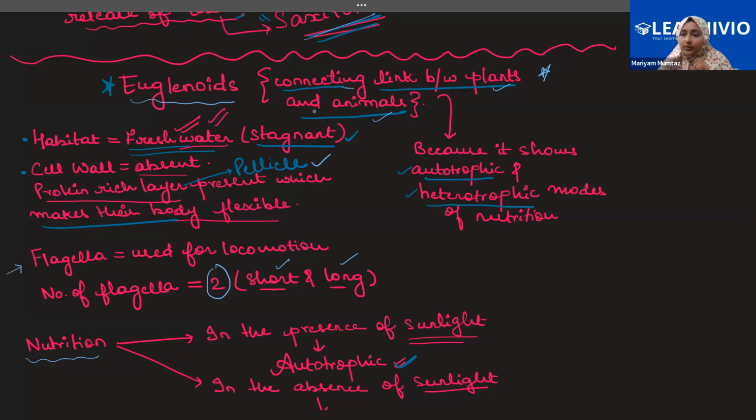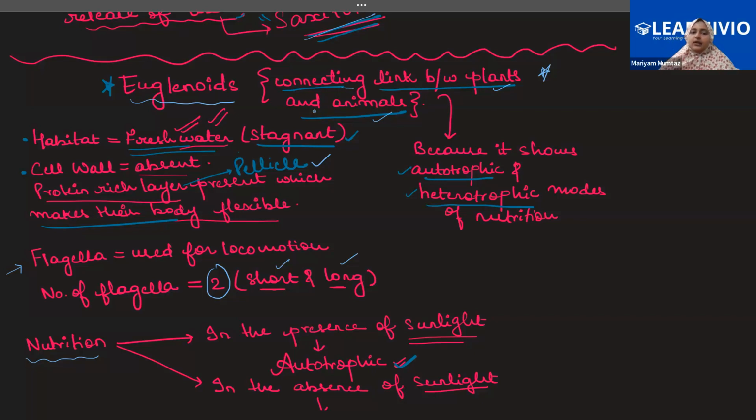Because it shows both, meaning plants show autotrophic, animals show heterotrophic. It is sort of saying that I am connected to plants also, I am connected to animals. No, it's not about anaerobic or aerobic. It's just that one organism can do both types of nutrition.